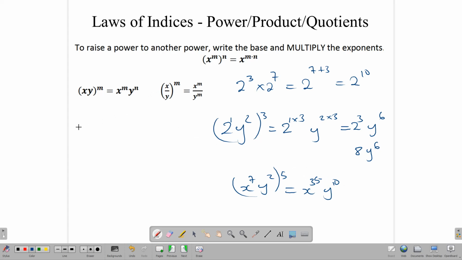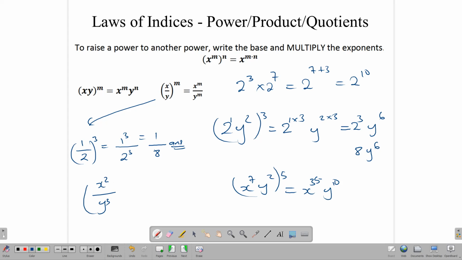So, for example, if you have 1 over 2, and you're raising that to the third, then it's 1 to the third power over 2 to the third power, and that would give you 1 over 2 times 2 times 2, which is 8 for argument's sake. And if it's letters, it's the same idea. If you have x squared divided by y to the third, and you're raising that to the second power, then it's x to the 2 times 2, which is x to the fourth, over y to the 2 times 3, which is y to the 6.